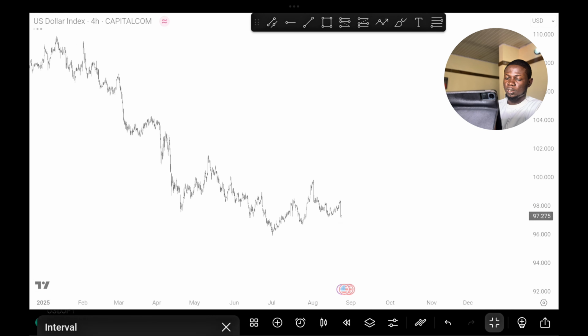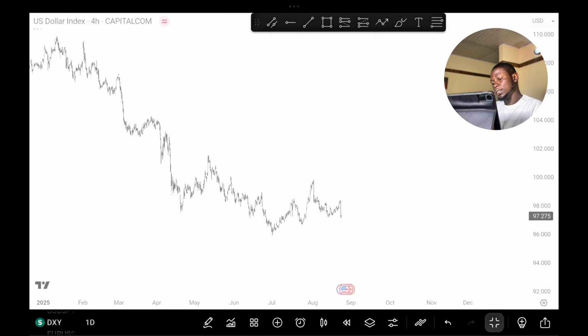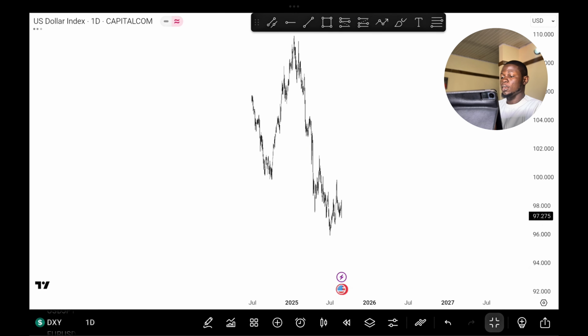So what am I looking at on DXY? I have to go over to my daily time frame, because I'm a swing trader.